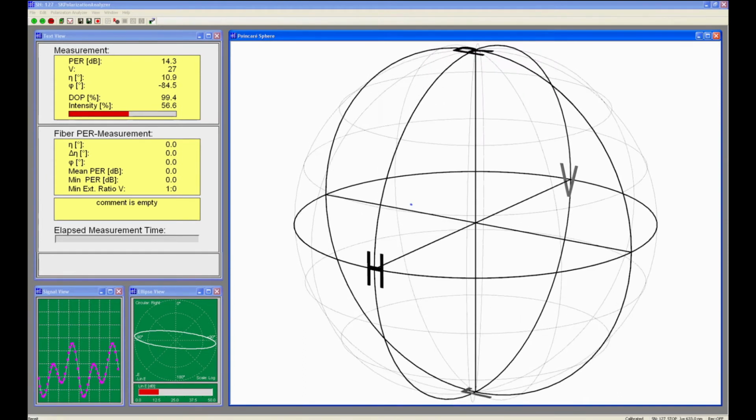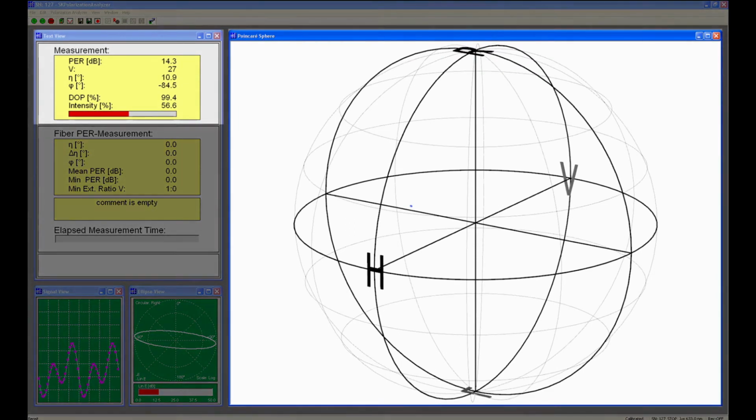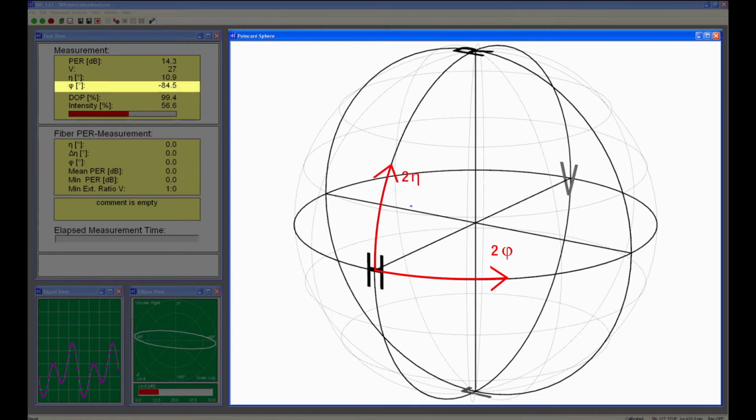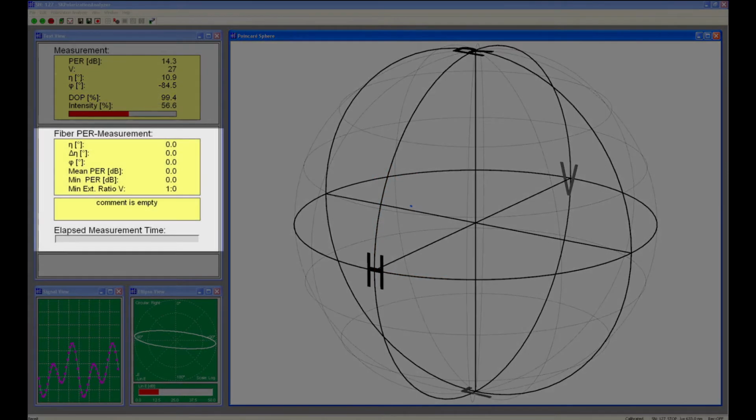The determined state of polarization is also displayed numerically. In addition to the azimuth angle phi and the inclination eta, the degree of polarization, DOP, is also shown. The parameters relevant to coupling of polarization-maintaining fibers are displayed in a separate frame.